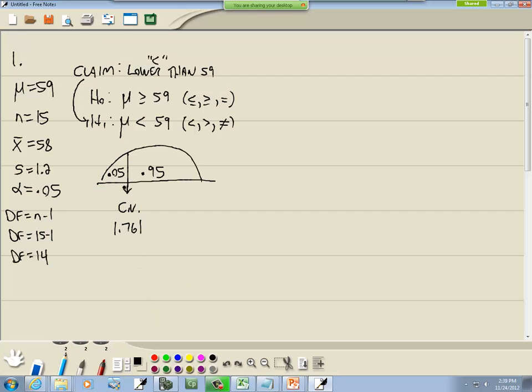Now, if it's on the left side, it's negative. If it's on the right side, it's positive. So you have to keep that in mind on the signs when using the t-distribution table.